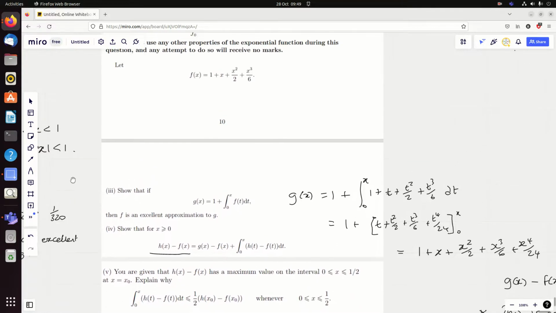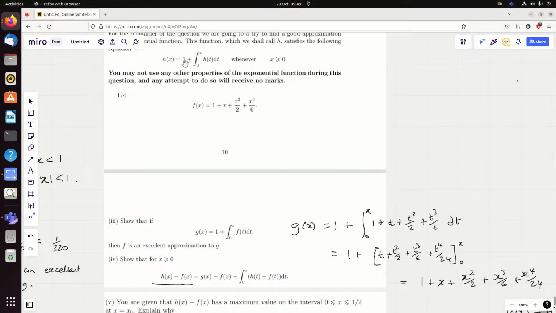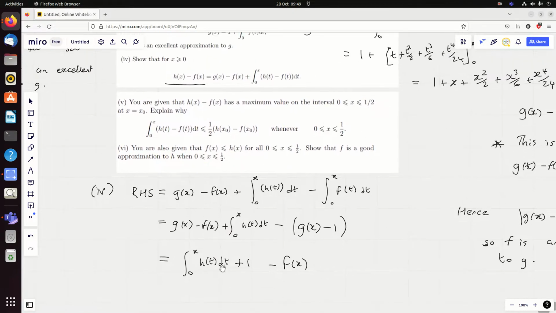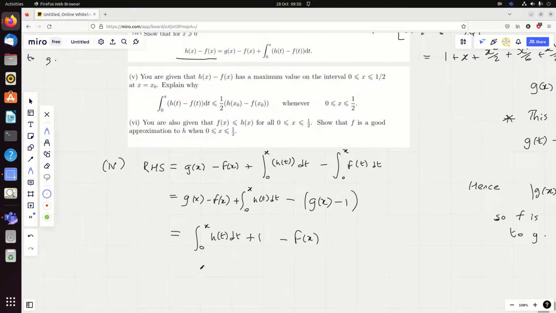Were we given a definition of h of x? Yeah, h of x is 1 plus the integral from 0 to x of h of t dt. Isn't that exactly what I've got down? The integral from 0 to x of h of t dt plus 1. Yeah, that is h of x. So that equals h of x minus f of x, which is the left-hand side. There's really not that much going on there.